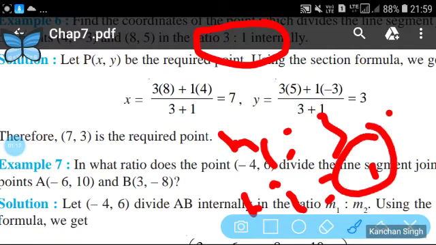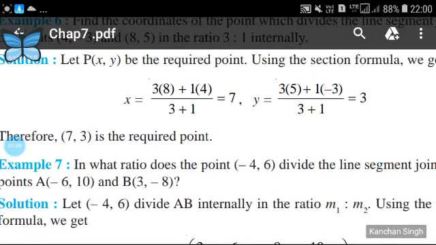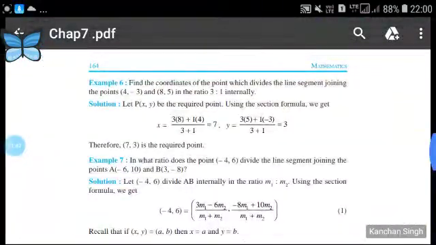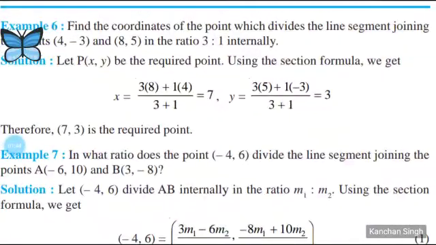Using the section formula we will proceed with the question. So here, m1 is 3, m2 is 1, x1 is 4, y1 is -3, and x2, y2 are 8, 5. Simply we will substitute all the values in the formula and solve this.